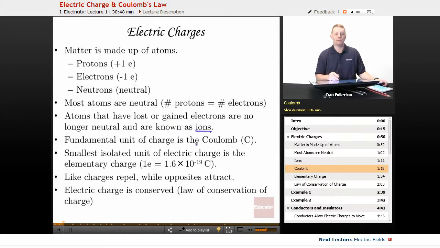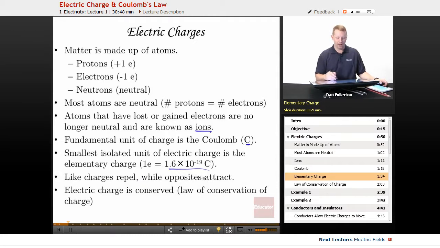Also, the fundamental unit of charge is known as a Coulomb, with the abbreviation capital C. And a Coulomb is a very, very large amount of electric charge. Typically, we're going to be talking about units much smaller than a Coulomb. Not always, but a vast majority of the time. The smallest isolated unit of electric charge is called the elementary charge, the charge on a single electron or a single proton. And one elementary charge is equal to 1.6 times 10 to the minus 19 coulombs. You're going to see that come up again and again in the course, this fundamental unit, and it's also on your formula sheet for the AP Physics C test.